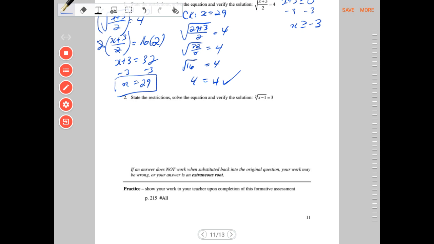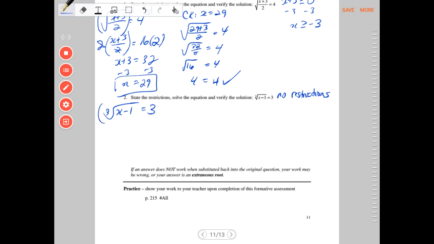Next one: state the restrictions and solve the equation. Verify the solution. Because we're cube rooting, we know that there are no restrictions on the variable. It can be either positive or negative. Because it's all in the numerator, x minus 1 is still not restricted because we're not dividing by x. So let's put that there are no restrictions.